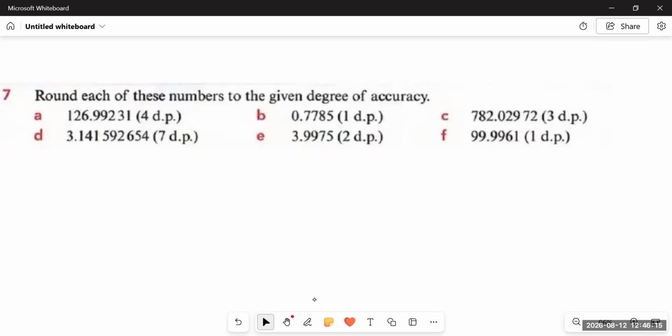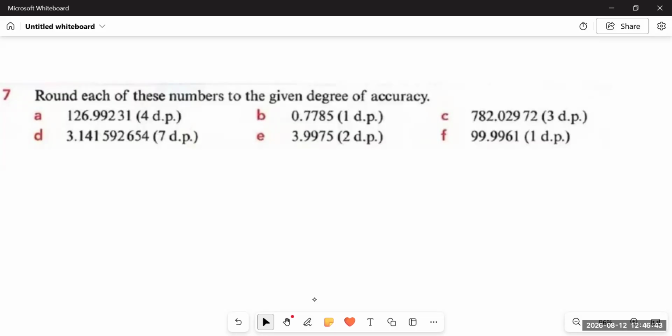Question number 7 says, round each of these numbers to the given degree of accuracy. So here in this question, the question is not specifically about any number of decimal places in general. Instead, all of these numbers will have different degrees of accuracy. In some cases, you have to round it to 4 decimal places. DP means decimal places. Part B, you have to round it to 1 decimal place and so on.